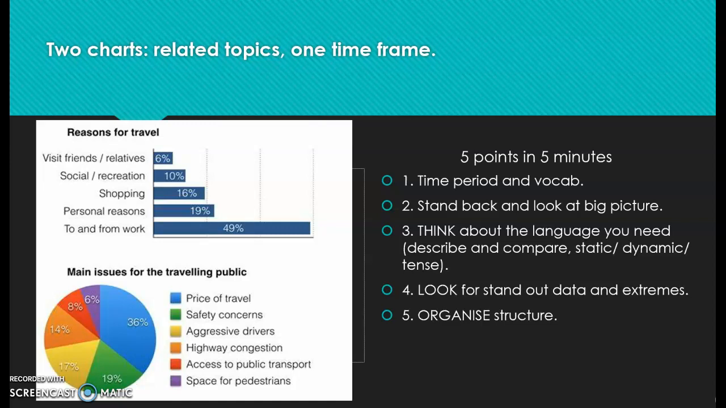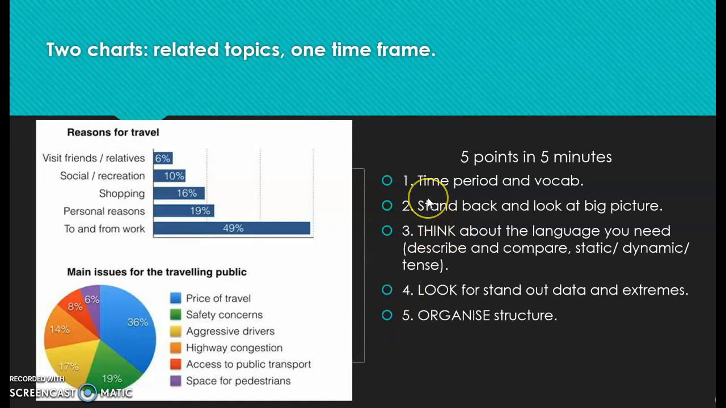So they're connected in that you've got the reasons why people travel. So the largest proportion is people going to and from work. The smallest is to visit friends and relatives. And then the issues of why they travel or why they don't travel. So you can say that most people are concerned about the price of travel, whereas only a very few people are concerned about the space for pedestrians. That's like how big is the pavement, for example. So they're connected, but they're not the same.